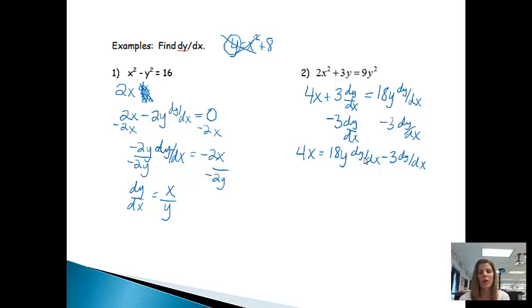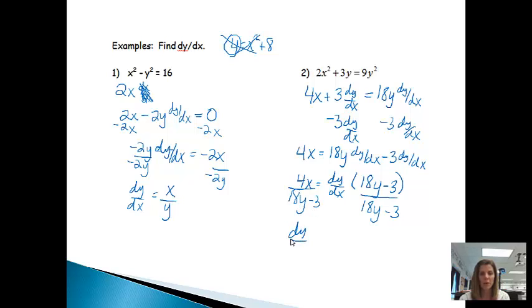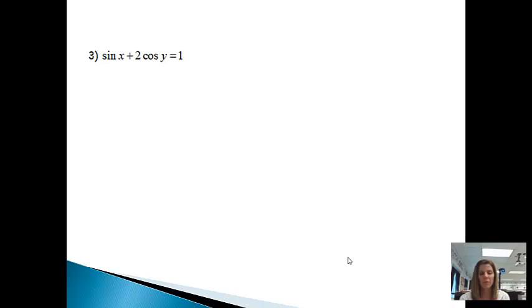Now I notice if I'm solving for dy/dx, both of the parts on the right side have a dy/dx in them. So I'm going to factor out that dy/dx. When I do that, I'll be left with 18y minus 3. Now notice that I have dy/dx times another quantity. To get rid of the multiplication, we can divide both sides by 18y minus 3. So we will end up getting dy/dx equal to 4x over 18y minus 3. All right, let's try a few more examples.